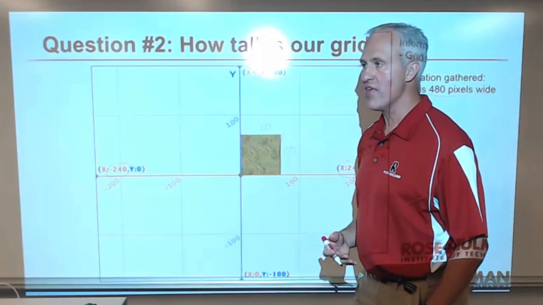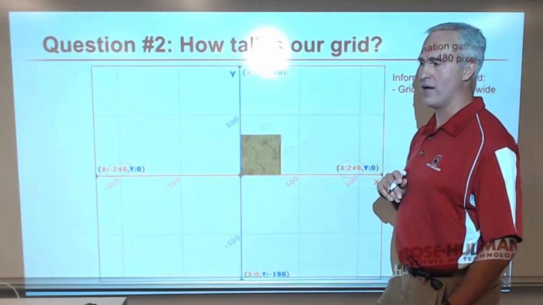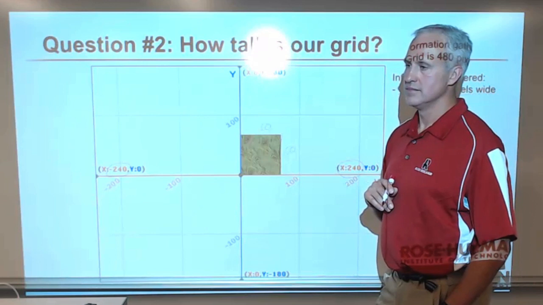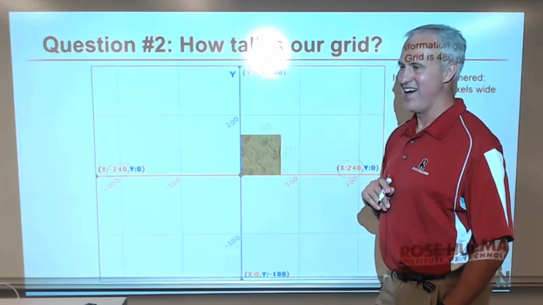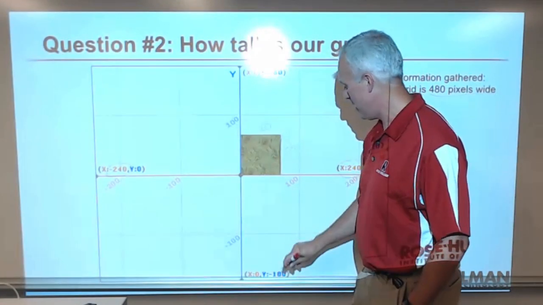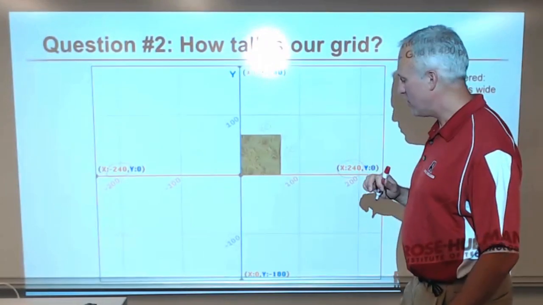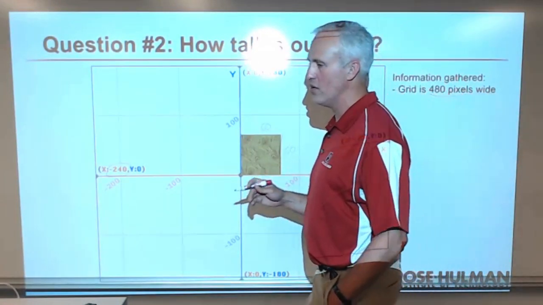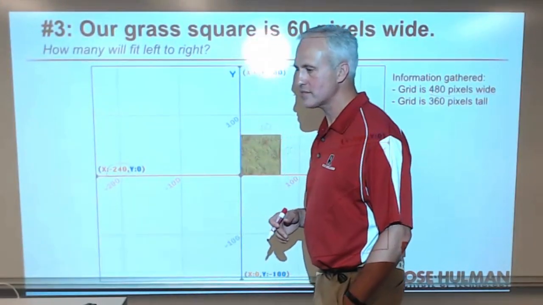Let's do the same thing with the height. How tall is this grid from top to bottom? 360. Is that what you got, Keegan? All right, yep, 360 is correct. So the y is 180. It goes to a negative 180. Oh, that's really hard to read down there. And so this thing is 360 tall. So we're just gathering some information.